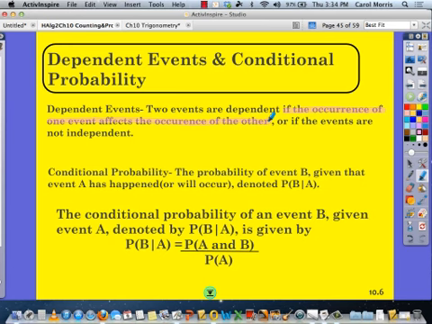Conditional probability is the probability of event B given that event A has happened or will occur. And look at the new notation: P(B|A). So it's a new notation that we definitely want to look at. And down here it's described as the probability of the event B given that A has happened or will be happening. So P(B|A) is read as B given A.